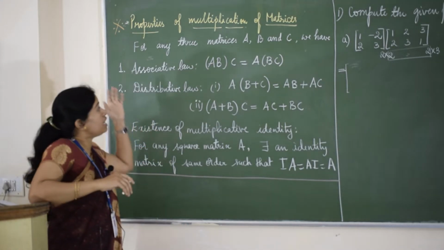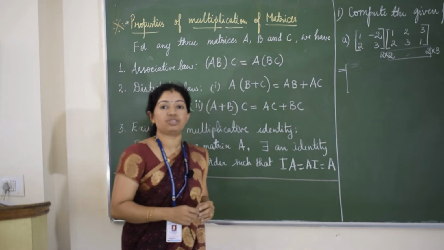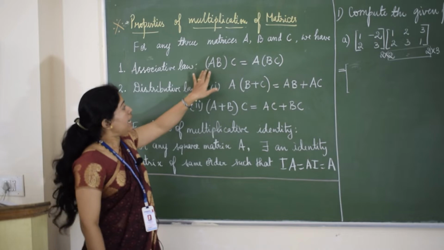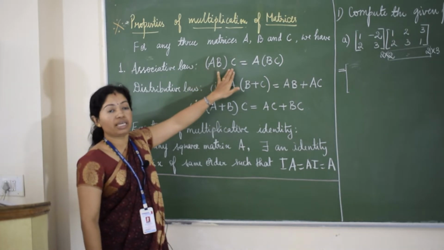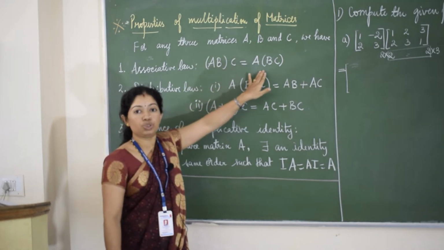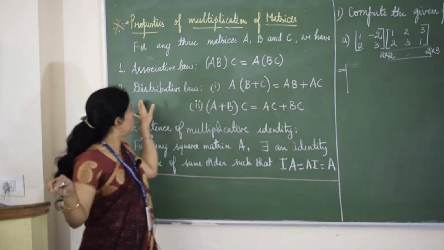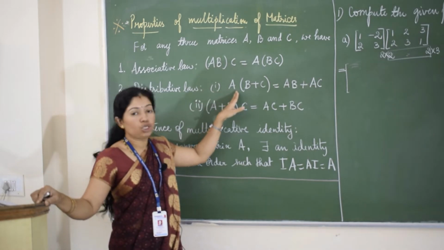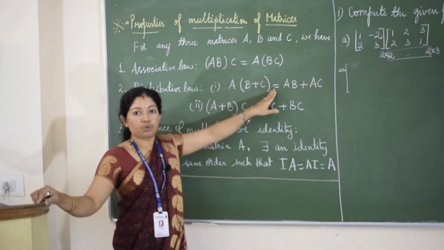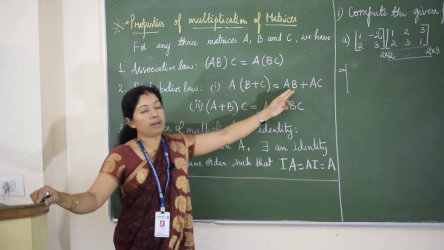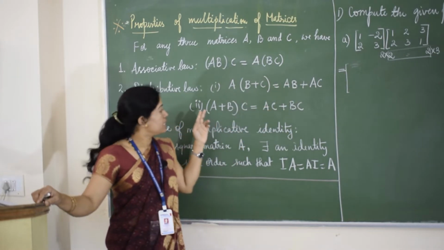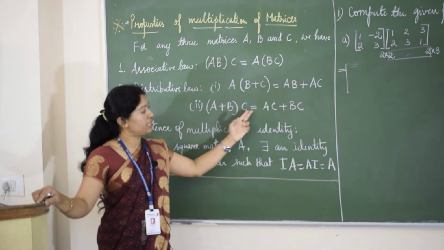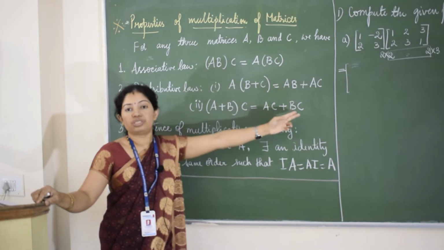So, if you take any three matrices A, B and C, the first property is the associative law. The product AB into C is equal to A into BC. Second one, distributive law. In that, first one, A into (B plus C) is equal to A into B plus A into C. Second one, (A plus B) into C is A into C plus B into C.